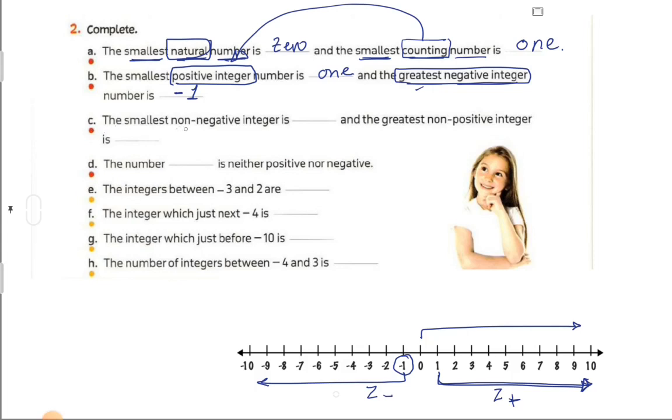The smallest non-negative integer. What is a non-negative integer? I know integers are positive, 0, and negative. Non-negative, no negative, so I have 0 and the positive. 0 with the positive is called the natural numbers. What is the smallest number from the natural numbers? Just the smallest one, 0.